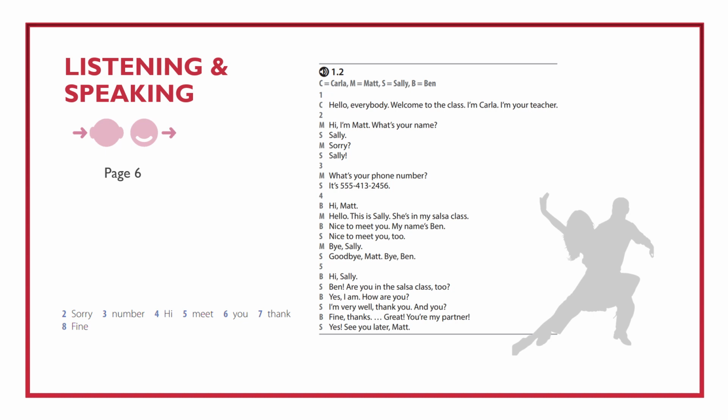So then Matt says, hi, I'm Matt. What's your name? Sally. Sorry. Sally. So he says sorry. It means he didn't get it. He didn't understand her name the first time. So that's why he says sorry. That means, can you repeat your name?